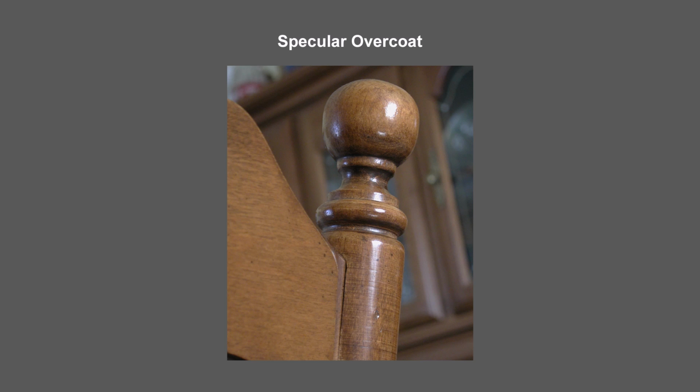So here's an example of a specular overcoat. You can see here that this is regular wood on a chair, but then somebody went and painted shellac on it, which gives it that really, really strong specular highlight.